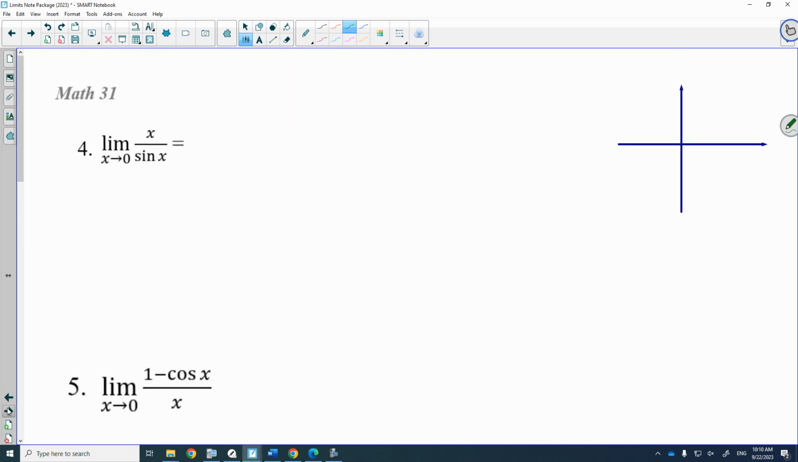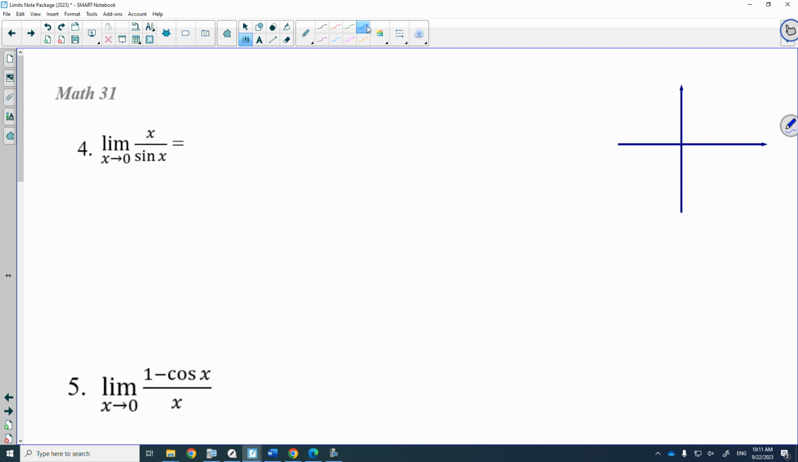Let's look at number 4, which is the limit as x approaches 0 of x over sine of x. So it's what we were just looking at, except it's reversed, reciprocated. x is on top, sine of x is on the bottom. This would give us indeterminate. We'd have 0 over the sine of 0, so 0 over 0. So graphically, I'm going to show you what this would look like. You don't need to memorize the graph. You just have to memorize the case.